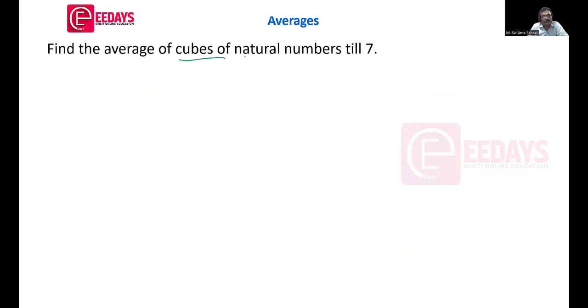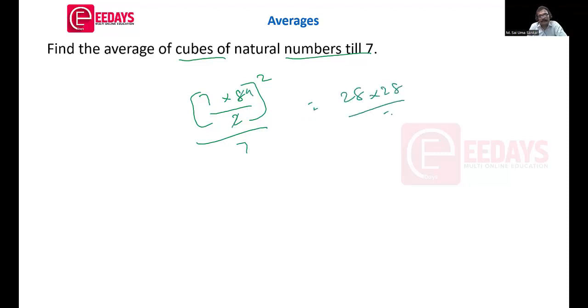Next, find the average of cubes of the natural numbers till 7. So what is the answer? n into n plus 1 by 2 whole square, right? 7 into 8 by 2 whole square. What we require? By 7 is also there. So what happened? This is equal to 4. So 28 into 28 by 7. 7 4 times. So how to calculate this one? 4 into 30, 120 minus 8. That is equal to 112, which is the required answer.